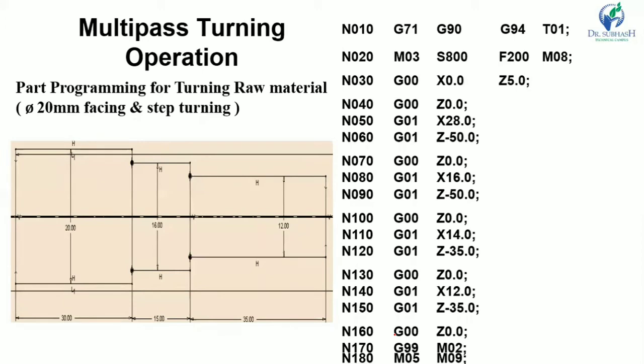Okay, multi-pass turning operation. Here you can see one bar. Here the diameter is 20 mm, here the diameter is 16 mm and the diameter is 12 mm. So, part programming for turning: raw material diameter 20 mm, facing and step turning. We have to make the diameter from 20 to 16 and 12.